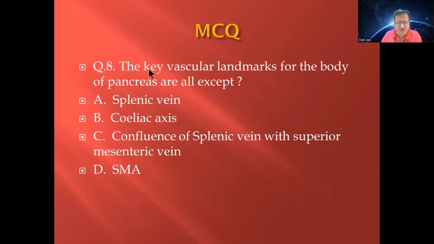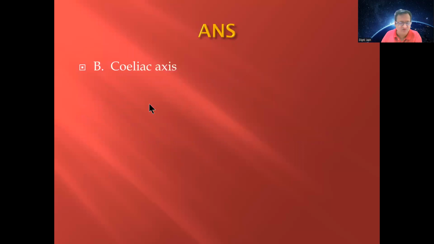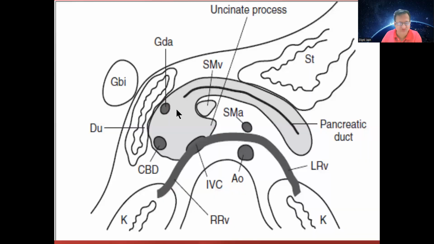The key vascular landmarks for the body of the pancreas are all except: splenic vein, celiac axis, confluence of the splenic vein with the superior mesenteric vein, SMA. So the answer is celiac axis, which is not a vascular landmark for the body of the pancreas, but the splenic vein, the splenic confluence, the superior mesenteric vein, and this portal vein confluence and IVC are in the relationship of the body.